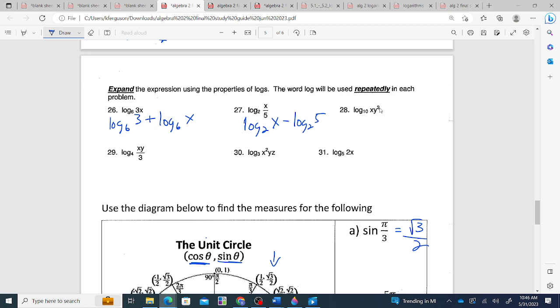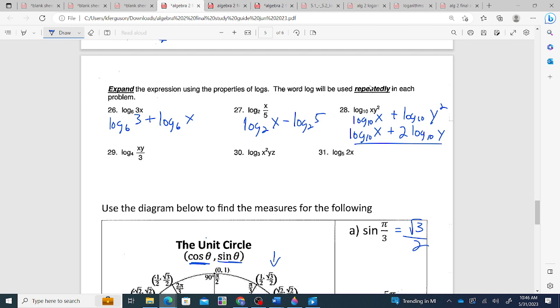Right here, I got a power rule, so I need to be careful. So first thing, I'm going to separate them. That's being multiplied. So that's log base 10 of x plus log base 10 of y to the second power. Then I'm going to finish it up by saying it's log base 10 of x plus 2 times log base 10 of y. And that's my answer. First I did the product rule, then I did the power rule.